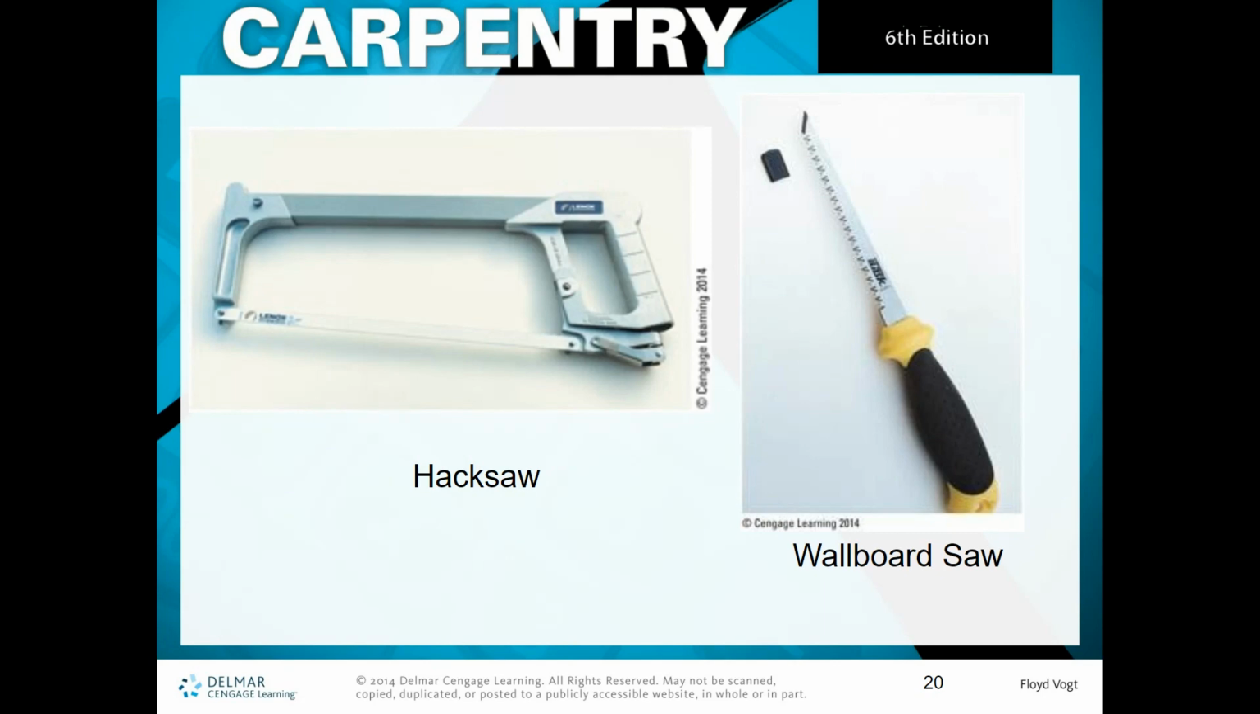So on the left, there's a picture of a hacksaw. Again, these are used to cut metal. And on the right, we have a wallboard saw, or a drywall saw, jab saw. They're called many things depending on where you're at. And you can see that this looks very similar to a compass saw or a keyhole saw. And it's the same idea, but instead of cutting wood, you cut drywall.